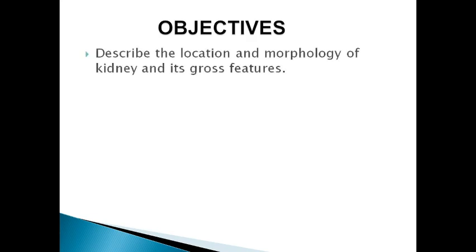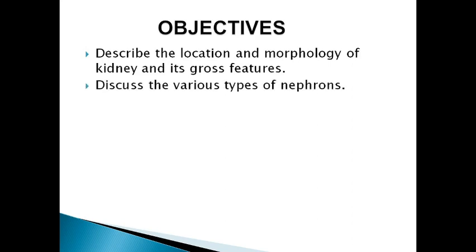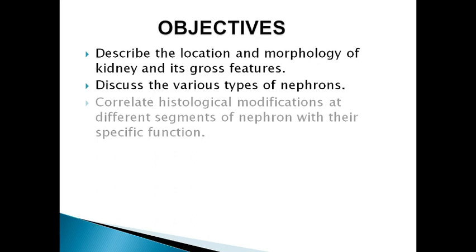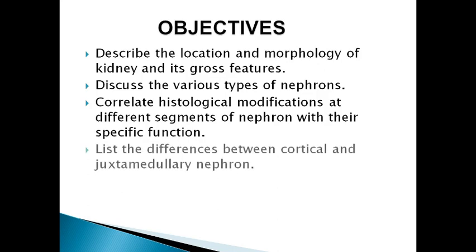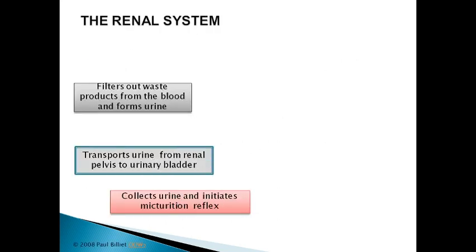Starting first with the functional anatomy of the kidneys. After going through this PowerPoint presentation, you will be able to describe the location and the morphology of the kidneys and its gross features. You will be able to discuss the various types of nephrons. You will be able to correlate the histological modifications of the different segments of the nephrons with their specific function. And also, you will be able to differentiate between the cortical and the juxtamedullary nephrons.